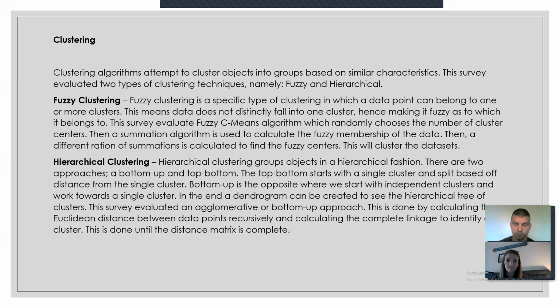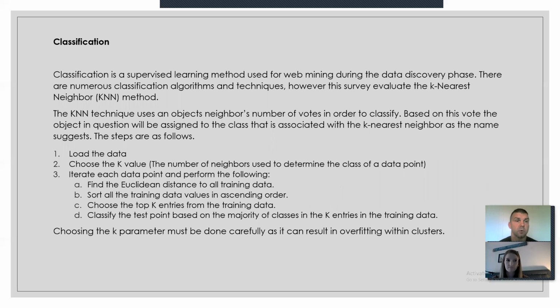The last one is classification, which is a supervised learning method used for web mining the data during the discovery phase. There are numerous classification algorithms and techniques. However, this survey evaluated the K nearest neighbor. The KNN technique uses an object's neighbors' number of votes in order to classify. Based on this vote, the object in question will be assigned to a class that is associated with the K nearest neighbor, as the name suggests.